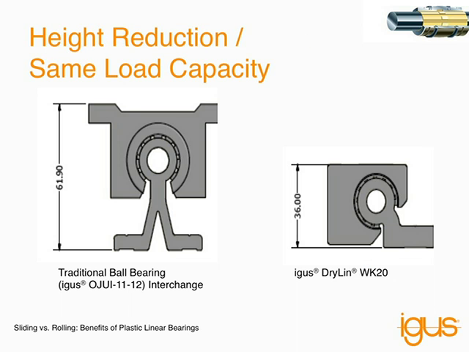As well as weight reductions, plastic bearings also have some unique designs that enable you to lower the overall profile of the linear bearing system in an application. I like this slide a lot. It compares a traditional ball bearing system, a recirculating ball bearing shaft rail assembly, 3/4 inch size, to a very common igus style linear system, which has the same carrying capability between the two, but you'll see the profile is considerably less on the DryLin WK20 on the right than on the industry standard igus OJUI 1112 on the left.